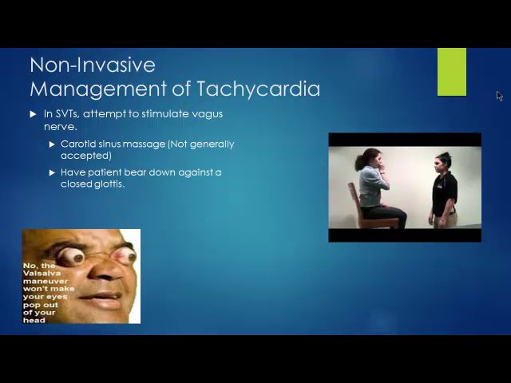Then, of course, your non-invasive option, the easiest thing, and sometimes the funniest thing, because you say, hey, I need you to bear down like you're about to take a boo-boo, and they're like, say what? But if you can get them to do it, I've seen it happen before.